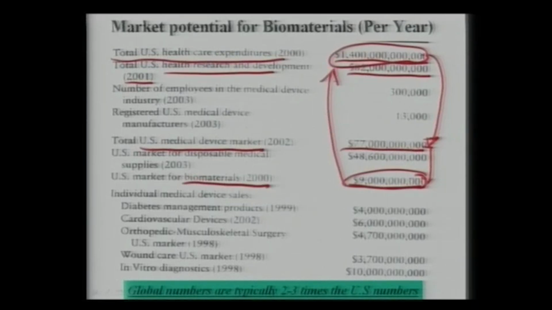And the global numbers, like similar expenditure in Asia, Africa, and many other regions, as well as in Europe, are typically 2 to 3 times the US numbers, because total healthcare expenditure also depends on the living conditions as well as the economy of individual nations. Therefore the ratio of the total market for biomaterials will be quite a good fraction of the large amount of expenditure that is required for healthcare. So from that part, the R&D activity of biomaterials is also equally important.